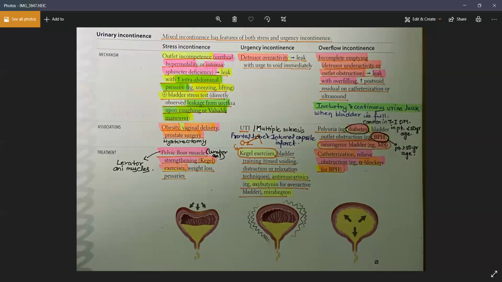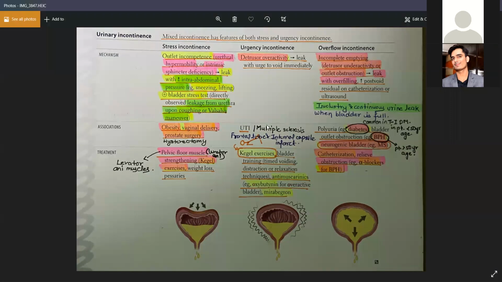This can also happen because of multiple sclerosis. If you go back to neurology, we discussed that your brain inhibits micturition. If you have any kind of upper motor neuron palsy, for example in multiple sclerosis, you can have a loss of the micturition reflex, and as a result, you will have urgency incontinence. In early disease, you will have urgency incontinence; in late disease, you will have overflow incontinence in multiple sclerosis. Any frontal lobe damage can cause urgency incontinence, and that's exactly what happens in multiple sclerosis.